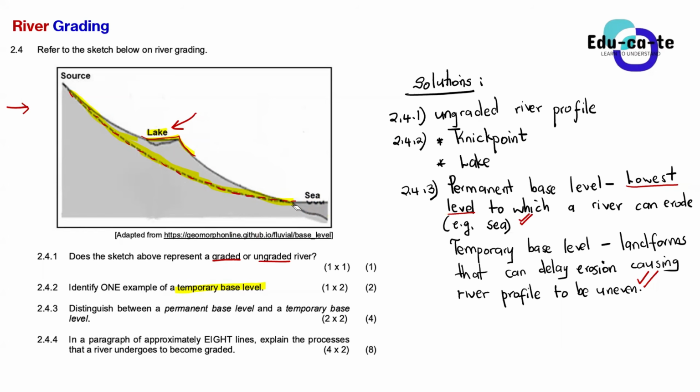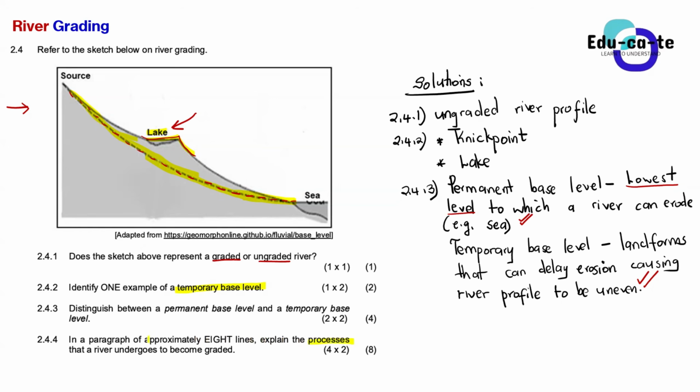Your river can erode, yes, but it cannot erode lower than this level. The permanent base level of erosion is the sea. It simply means that the river can only erode until this line here. Okay? It cannot erode below this line, because it would be like eroding the sea. And the river cannot erode the sea. Realistically, it cannot erode the sea. Okay? Now, in a paragraph of approximately 8 lines, explain the processes.